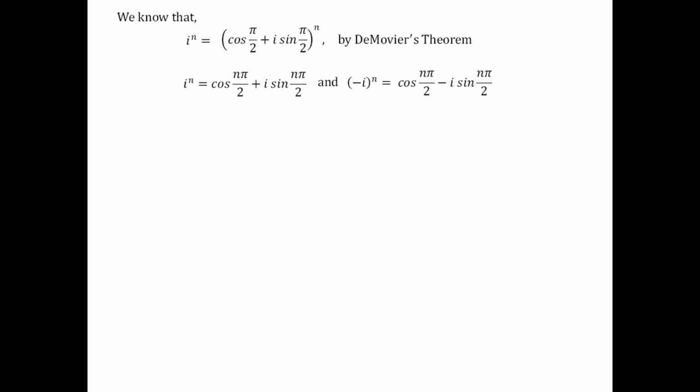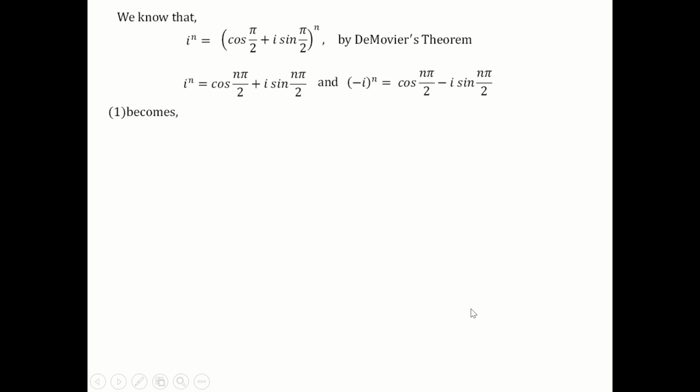So i can be written as cos pi/2 + i sin pi/2. i^n means (cos pi/2 + i sin pi/2)^n. Using De Moivre's theorem, (cos theta + i sin theta)^n means cos n theta + i sin n theta. That is De Moivre's theorem. Using that, i^n is equal to cos n pi/2 + i sin n pi/2. And (-i)^n, replacing i by -i, you will get cos n pi/2 - i sin n pi/2.